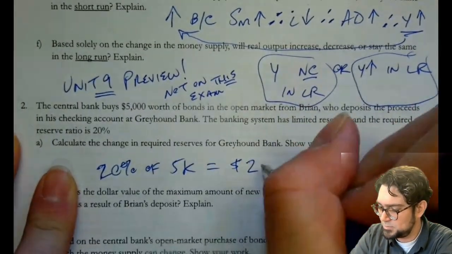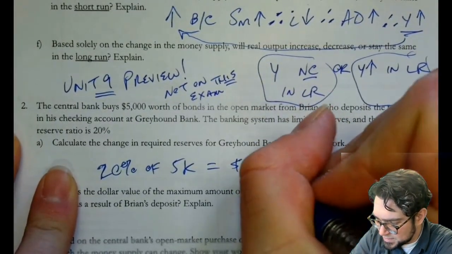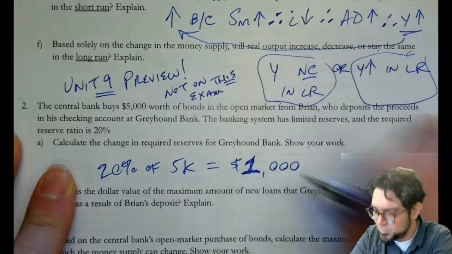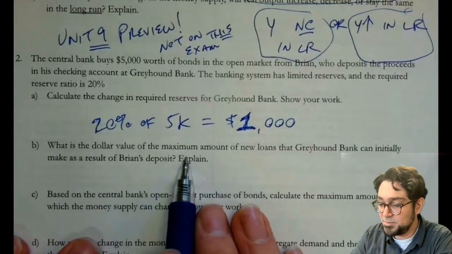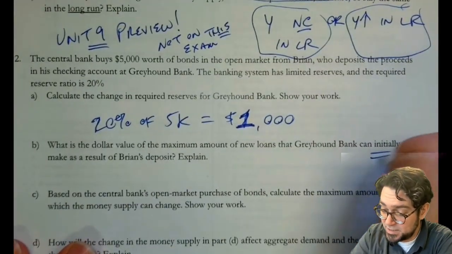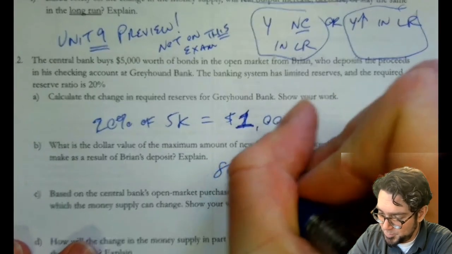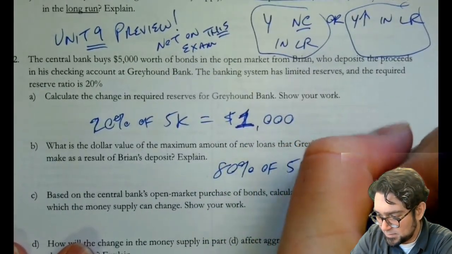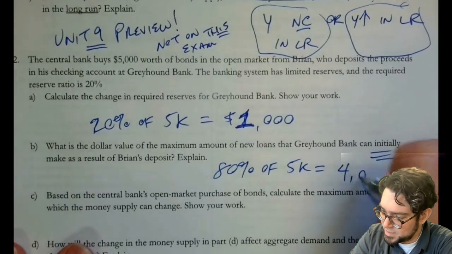$2,000. Why did I? No, $1,000. I don't know why I just said that. I think I was thinking of the other kind. 1,000. There we go. Dollar value of the maximum amount of new loans they could initially make. Well, that's 80% of the 5K, which is $4,000.